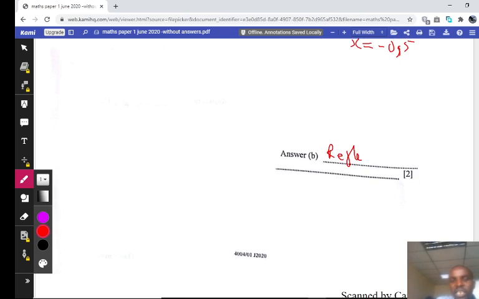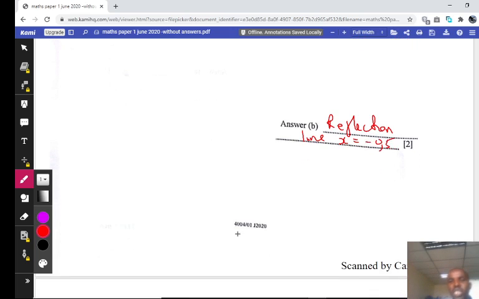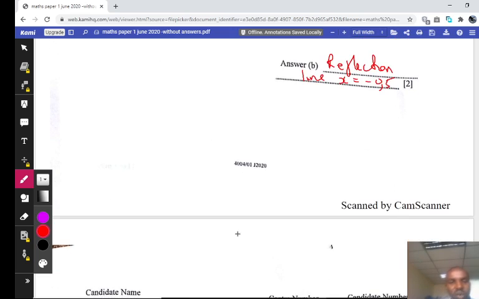So you write here, reflection, line x equals minus 0.5. So those are your 2 points based on that.